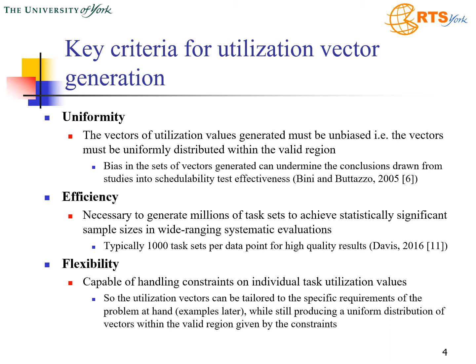Efficiency is also important because it's necessary to generate millions of task sets to achieve statistically significant sample sizes when conducting wide-ranging systematic evaluations of schedulability test performance. The algorithms also need to be flexible. By that we mean capable of handling constraints on individual task utilization values. This is needed so that the utilization vectors can be tailored to the specific requirements of the problem at hand, and I'll give some examples of that later, while still producing a uniform distribution of vectors within the valid region that's given by the set of constraints.